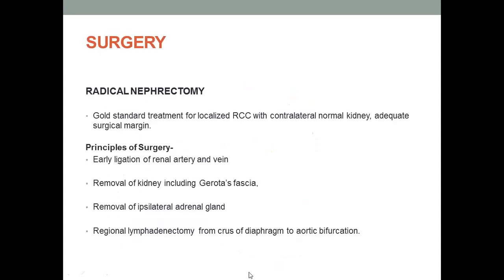So the next thing is the treatment. Radical nephrectomy is the gold standard for localized RCC, and the principle is perifascial removal along with the adrenal gland. That means you take out Gerota's fascia along with the kidney. That's very important. That's called perifascial. We have to ligate the vessels early, and we have to remove the adrenal gland, especially if the tumor is confined to the upper part. Regional lymphadenectomy: please remember, this is no longer indicated from the crus of the diaphragm to the aortic bifurcation, but all the lymph nodes which are available around the kidney should be taken out.